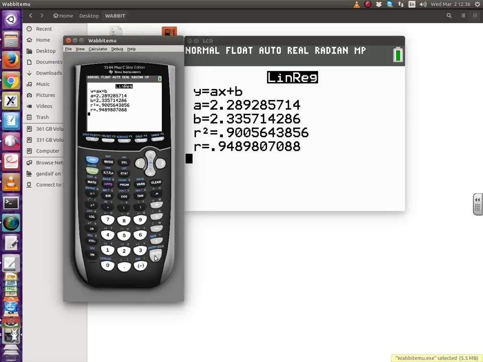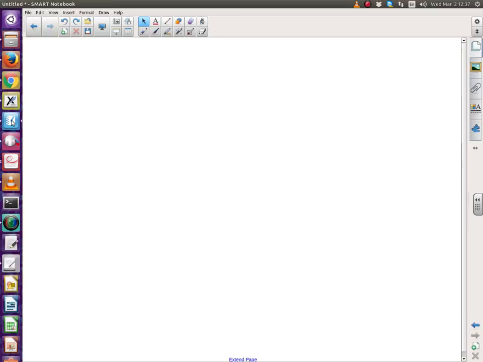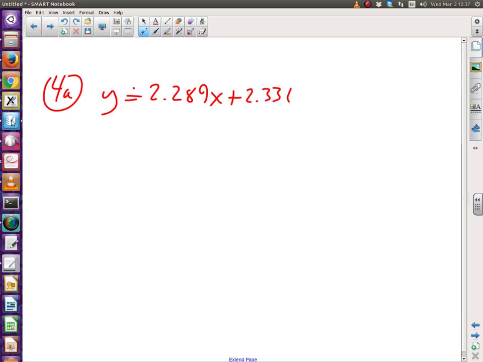All right, so let's see. That would be 4A, right? Okay, let me write this down somewhere. So we're writing that Y is approximately 2.289x plus 2.336, and R squared is approximately 90.056%. So let's write that down. This is how you show your work. In 4A, you write that Y is approximately what we got, 2.289x, that's your AX plus B. B is 2.336.